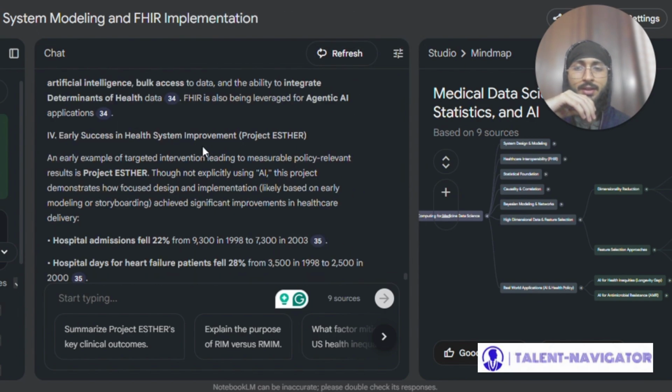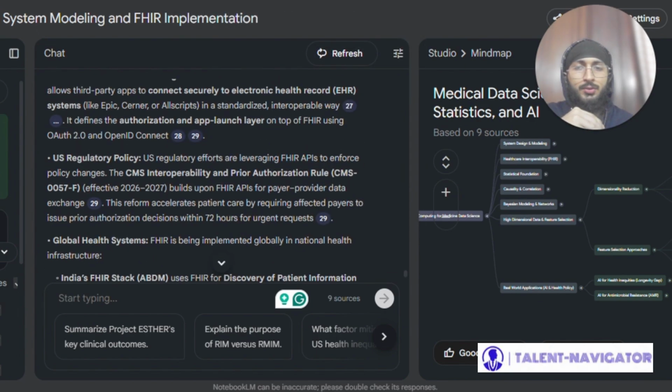Then we have the US regulatory policy. So, US regulatory efforts are leveraging FHIR APIs to enforce policy changes. The CMS interoperability and prior authorization rule builds upon FHIR APIs for payer-provider data exchange. This reform accelerates patient care by requiring affected payers to issue prior authorization decisions within 72 hours for urgent requests.